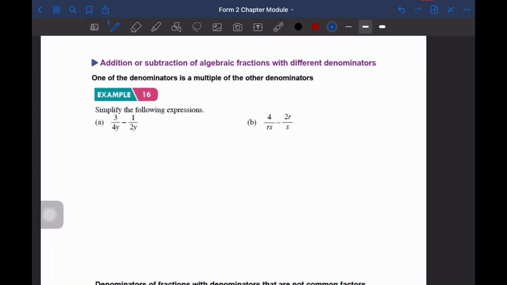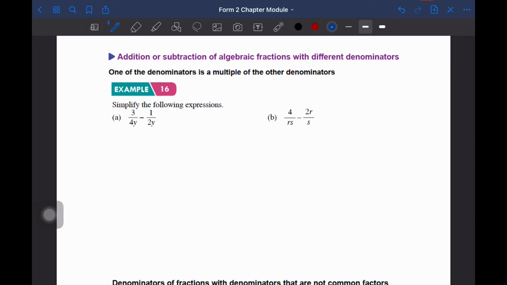Okay, let's proceed to the next part. Addition or subtraction of algebraic fraction with different denominator. Bila ada denominator, nombor yang bawah dia tak sama, sebelum kita buat tambah atau tolak, kita kena samakan. So look at this question, the first one. We have 3 over 4y minus 1 over 2y. Look at the denominator. The first part you have 4y and the second part you have 2y. So awak kena samakan dahulu sebelum kita tolak.